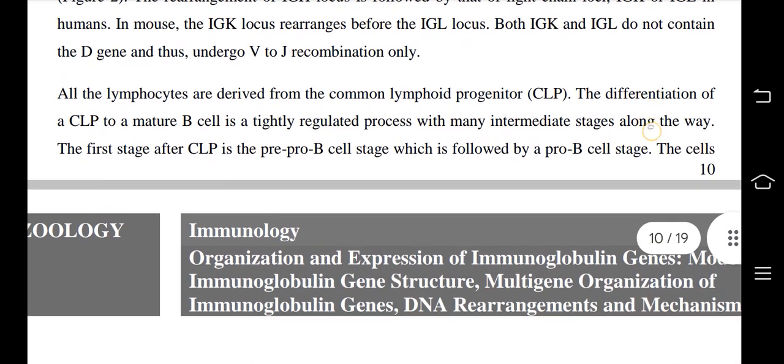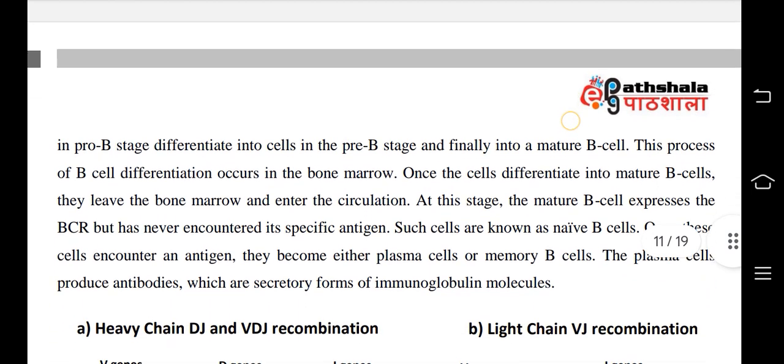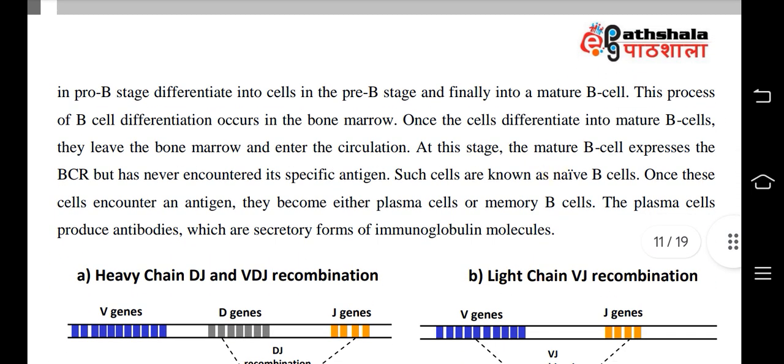The cells in the pro-B stage differentiate into cells in the pre-B stage and finally into a mature B cell. This process of B cell differentiation occurs in the bone marrow. Once the cells differentiate into mature B cells, they leave the bone marrow and enter the circulation.